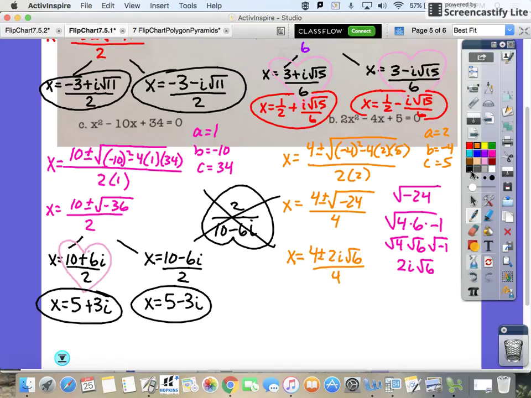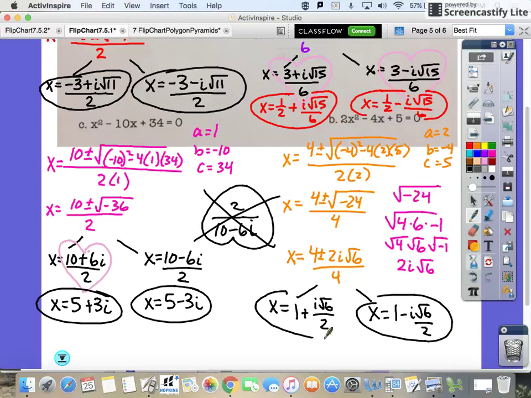It's a heart, break it apart. So we've got x equals 4 divided by 4 is 1. 2 divided by 4 is 1/2. So plus i root 6 over 2. You could put a 1 there if you wanted to, but I won't. And then x equals 1 minus i root 6 over 2. So you really just have to reduce once and then change the sign in the middle.